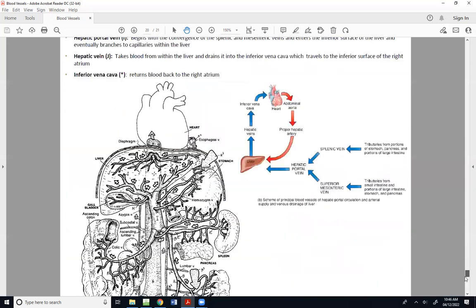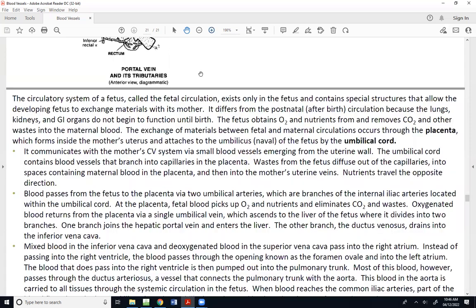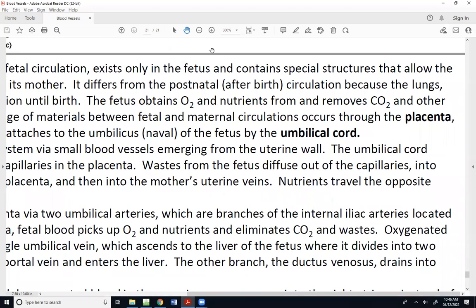Now I can jump to the last slide, which is going to discuss some stuff associated with babies. So let's do that now, and then that should round us out for the day.